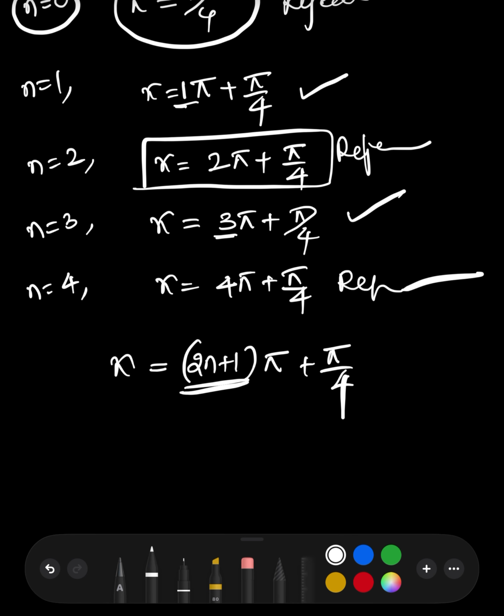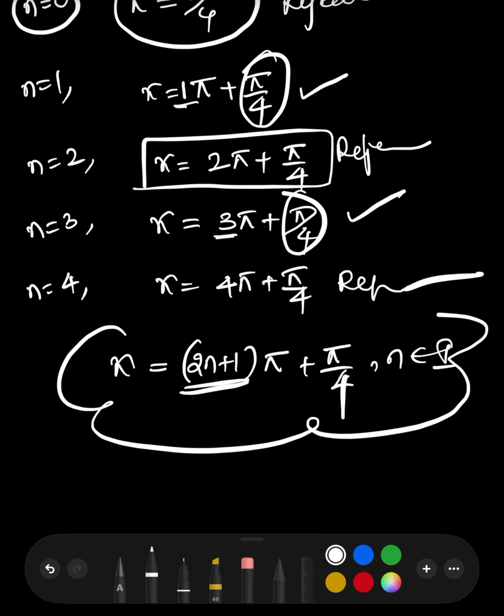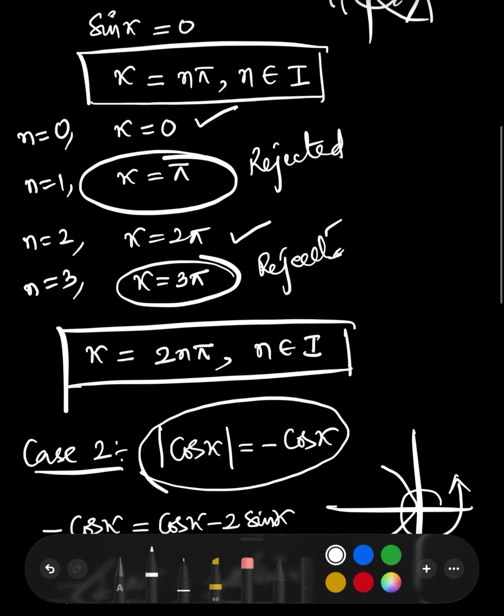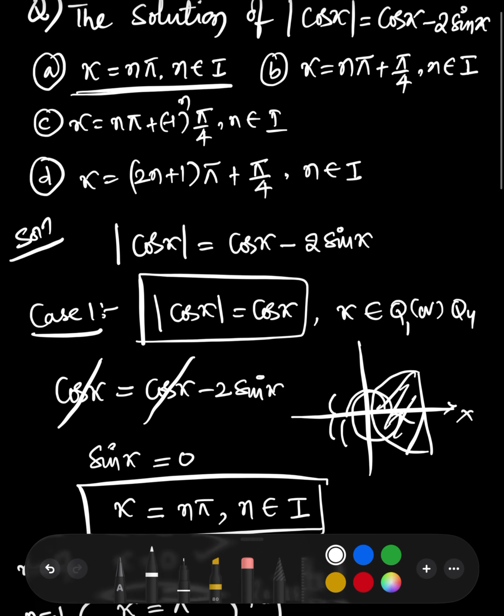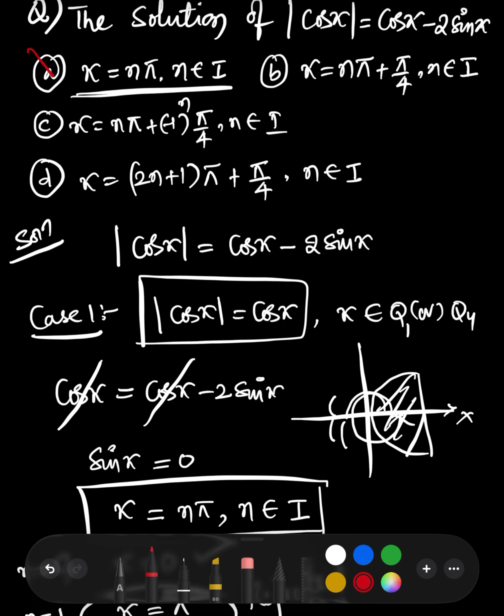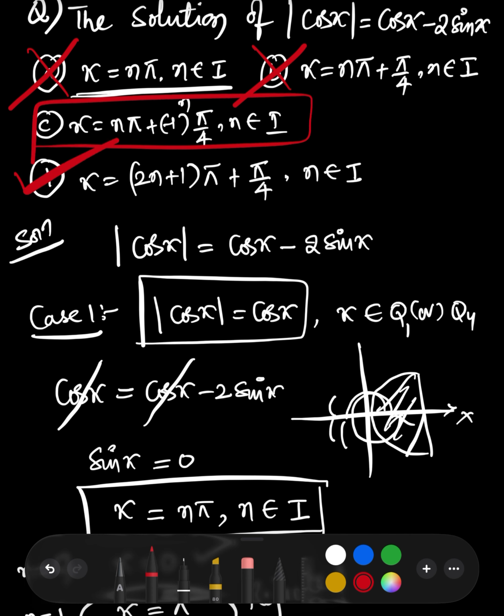plus pi by 4, if you observe, every such solution plus pi by 4 where n belongs to I is the perfect general solution, right? Now focus clearly, odd multiples of pi plus pi by 4. So clearly the first option will give you wrong solutions, the second option also will give you wrong solutions, and the third option is not there, which is impossible. Now the correct answer is the fourth option.